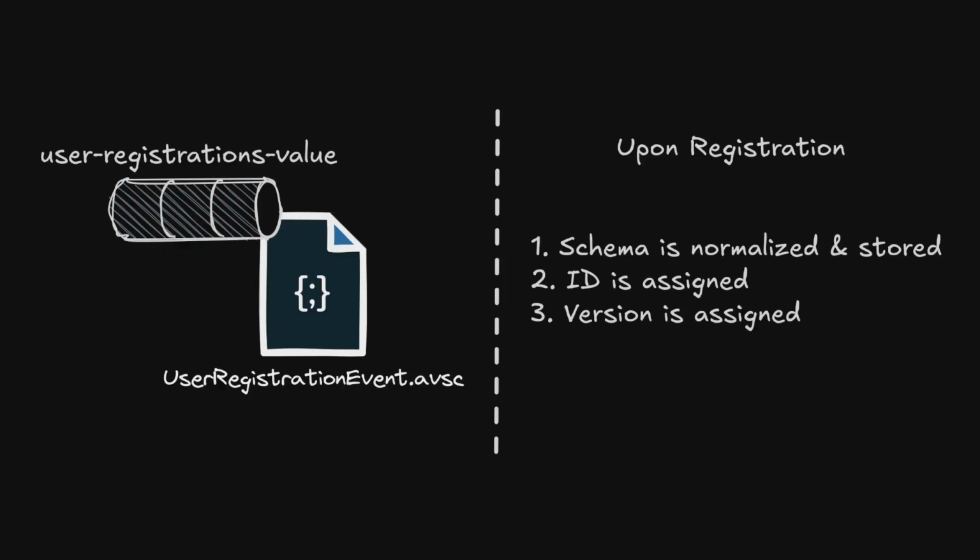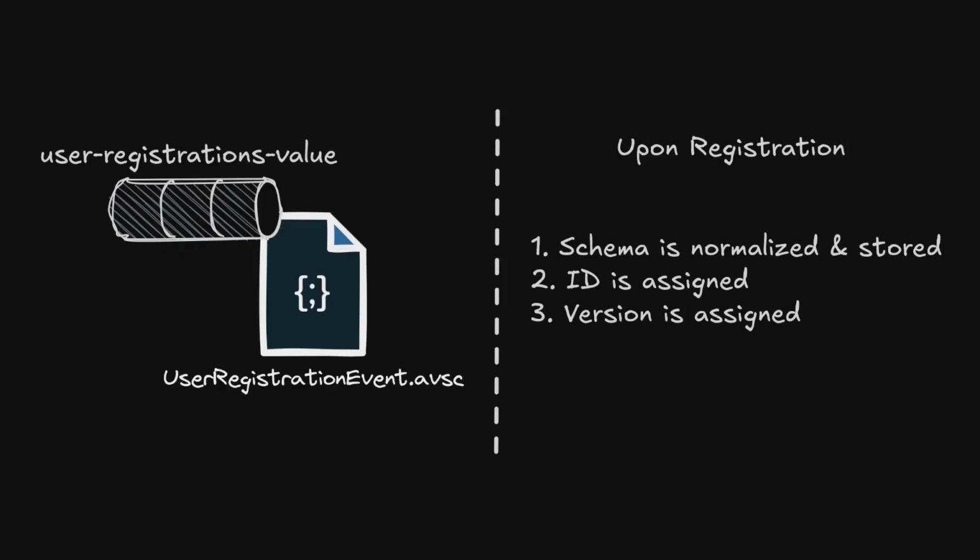The schema will go through a normalization process, with one of the most significant effects of this being that the schema fields will be ordered in a specific way. Then some metadata will be associated with this schema. It will receive an ID, which is an integer, and is unique in the context of the entire schema registry, so across all subjects. It will also receive a version which is scoped to the schema subject, in our case user registrations value.